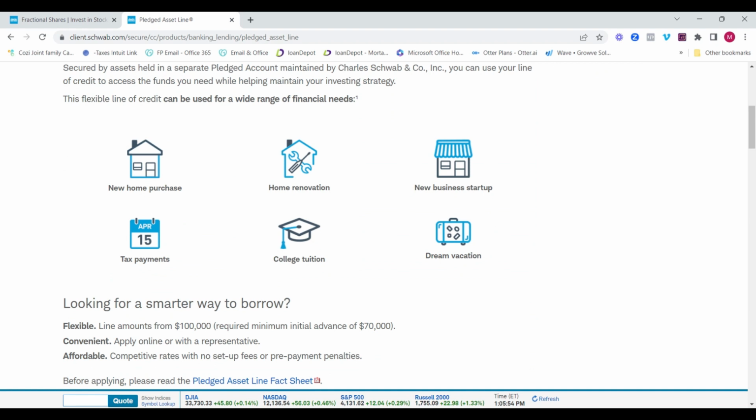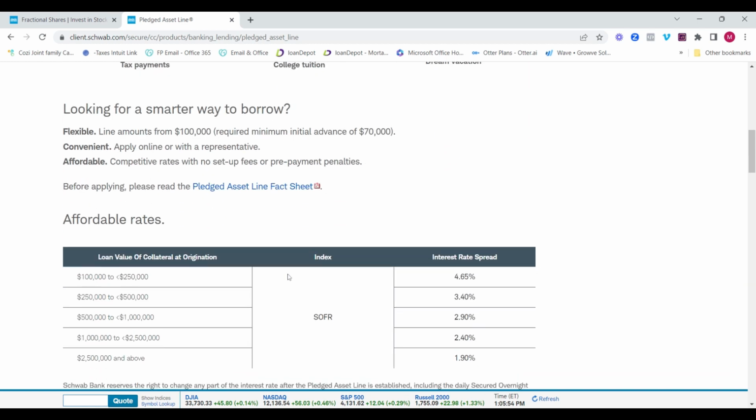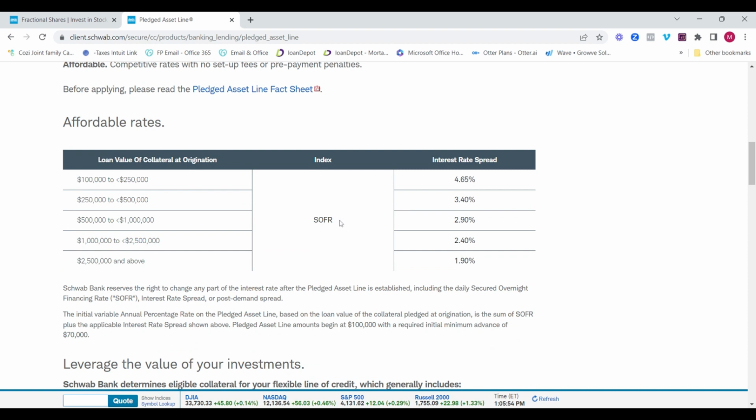And then with that loan, you could use it for a new home. You can use it for home renovation, business startup, dream vacation, college tuition. You can pay your taxes with it. But basically, it's a line of credit that you are using. The line starts at about $100,000, but you have to have a minimum initial advance of $70,000. And for the rates, there's some level of a market rate determining factor, the secured overnight financing rate. I would think of it as the Fed funds rate.